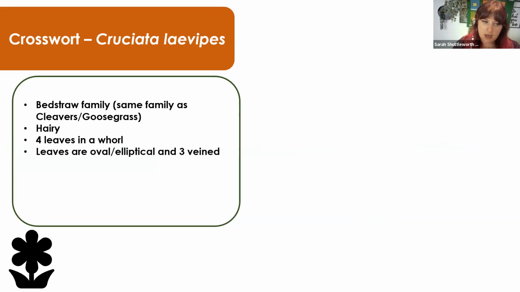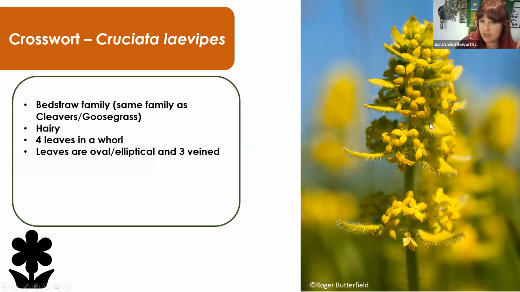The leaves themselves, as I said, are quite broadly oval or elliptical, and they are 3-veined. You can see from this image here, you've got a vein down the center, and then you've got 2 veins either side. So that's quite obviously 3-veined. And you can see in this image as well that it's a general sort of yellowy green appearance to the plant. So we've got yellow flowers, but also the tinge to the leaves is quite yellowy green.